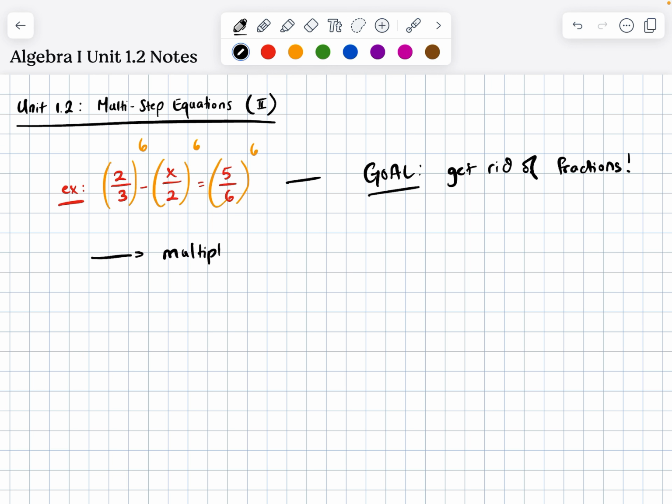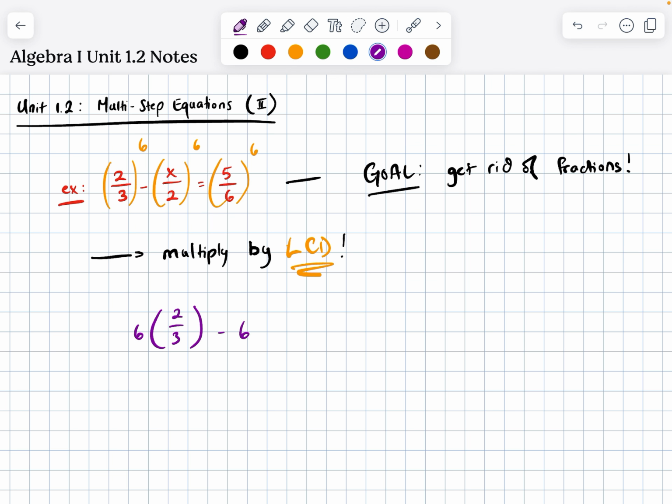So my strategy here is to multiply by the least common denominator. Of course, it doesn't have to be the least. It could be any of them. But the least common gives us the smallest numbers and the nicest numbers to work with. So here, same idea. I'm going to take this and rewrite it just so that it's all in one place.